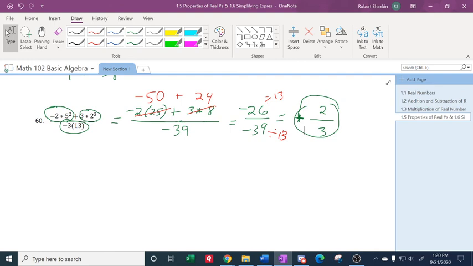On 1.3, I had a question for 53. It's negative 8 parenthesis 1/2 parenthesis. Okay, you said it was 1.3 number 53? Yeah. All right. And the problem is negative 8 times 1/2.